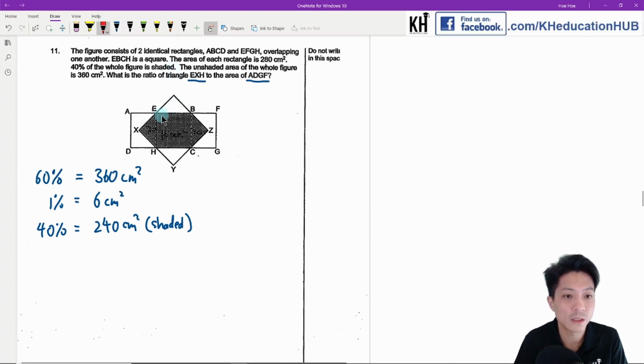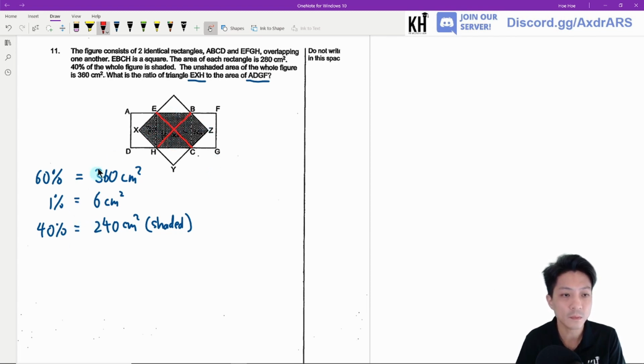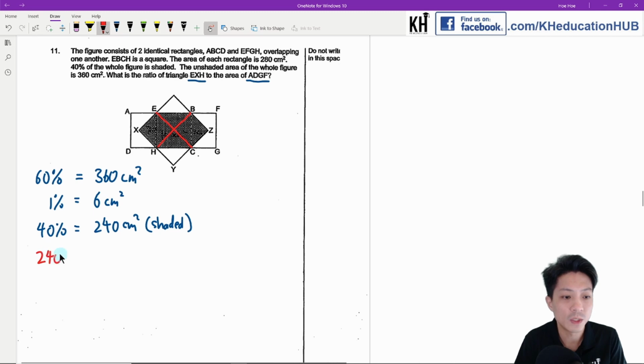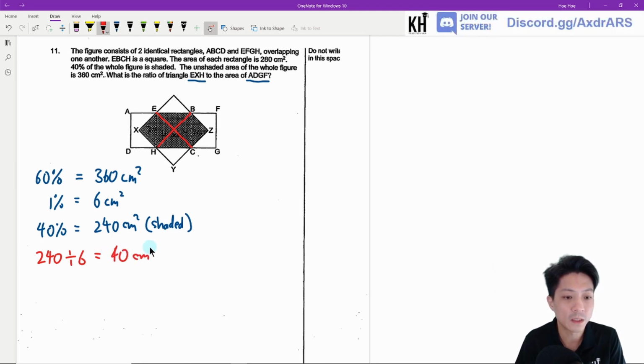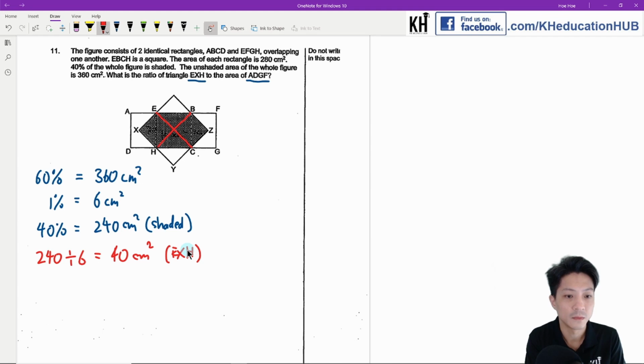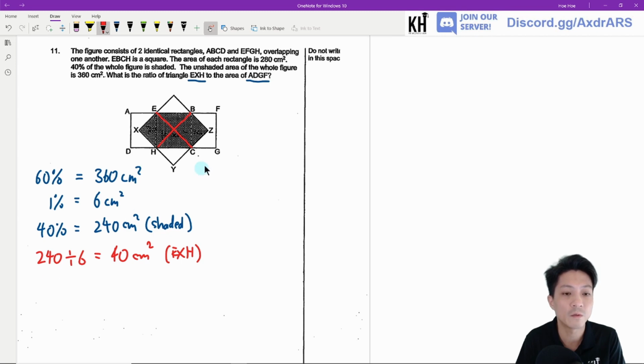Okay, I'm going to cut this square into 6 identical triangles. 1, 2, 3, 4, 5, 6. That means if I use 240 divided by 6, I'm going to get 40 square cm, and this is basically the area of EXH. And the next thing that I need to find will be ADGF.